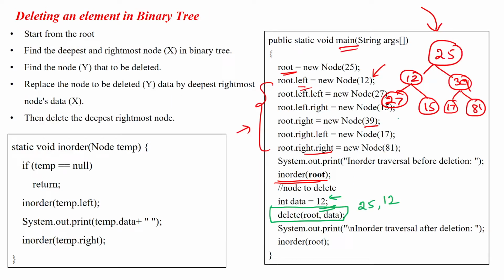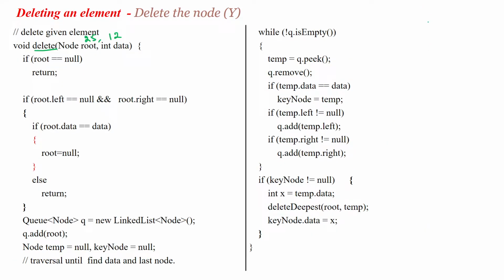So here I am having the nodes, tree structure is 25, 12, and here the constructed tree is given. Now we are checking the root is null or not null. So here the root is not null, so this condition is false. Root value is 25, so 25 equal to null is false, so it is not executing.